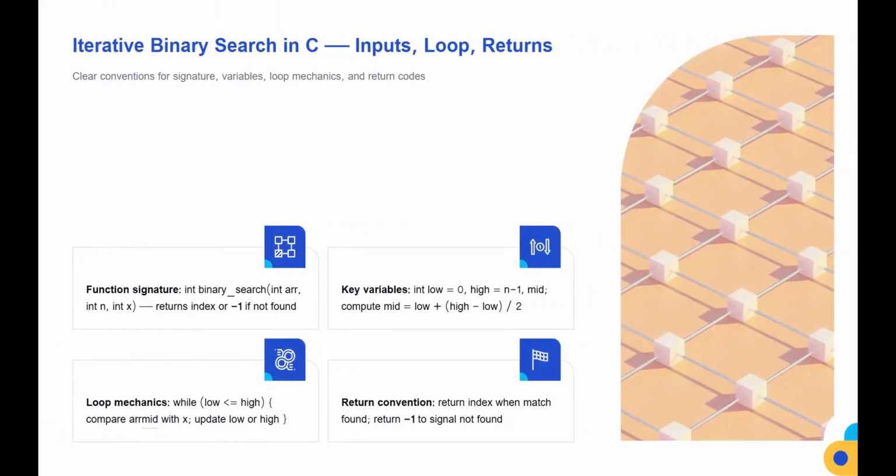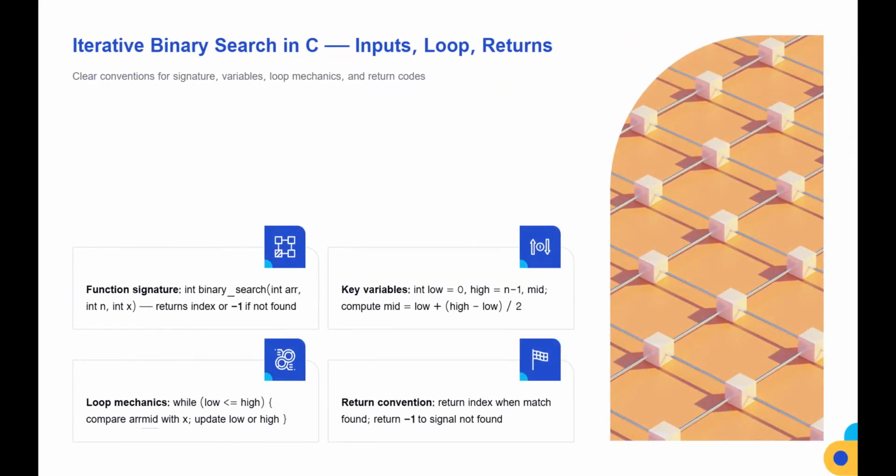Now, iterative binary search in C. We will see what conventions are used. First one, function signature: int binary_search, that's the function name, with int array, inside that int n, int x. It returns the index or minus 1 if not found. Key variables: int low equals to 0, high equals to n minus 1. Compute mid equals to low plus (high minus low) divided by 2.